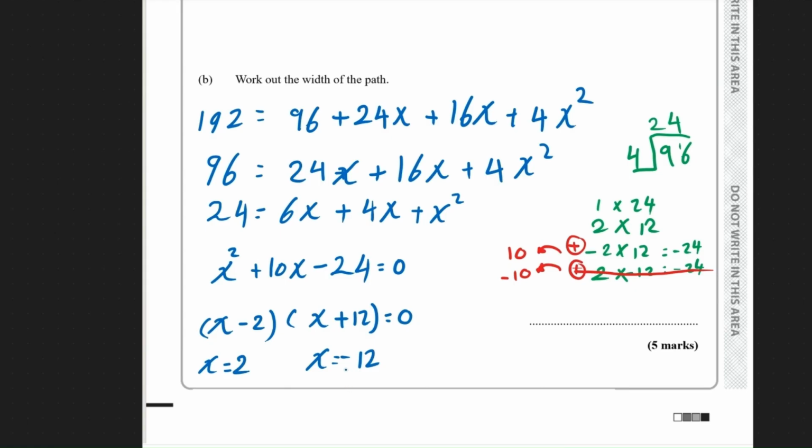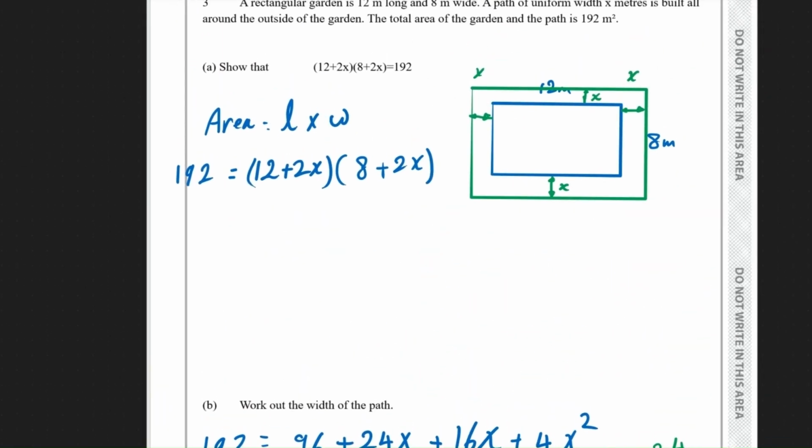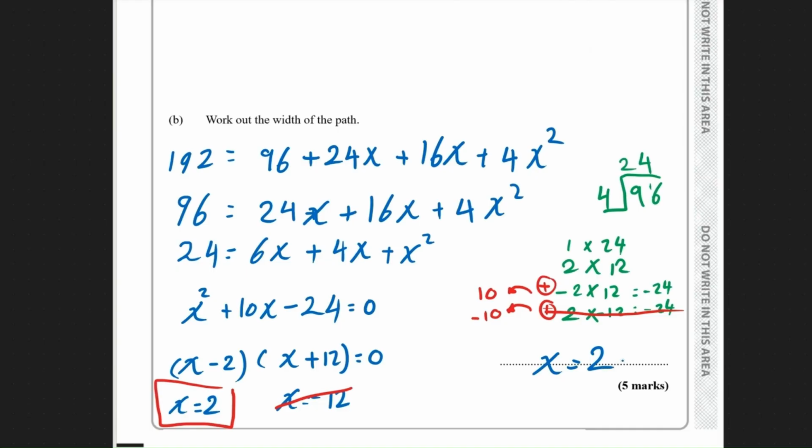And here we have two answers. Which one should we choose? Is it x equals 2 or x equals minus 12? If you think about what we are measuring here, we are measuring the width of the path. There is no width in minus. There is no length in minus here. That means we are going to reject this one and take x equals 2. So the final answer is x equals 2 meters. Let's check if it's meter or centimeter. It's meter, 2 meters. And this is your final answer.